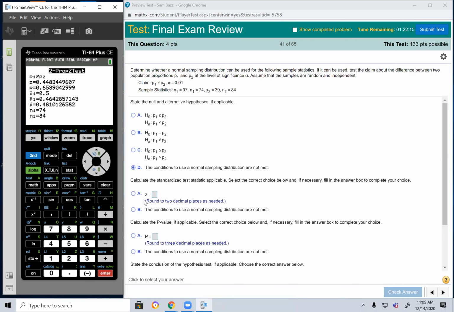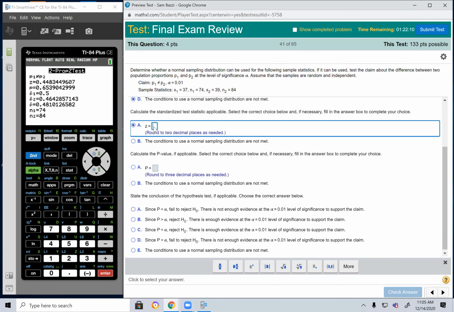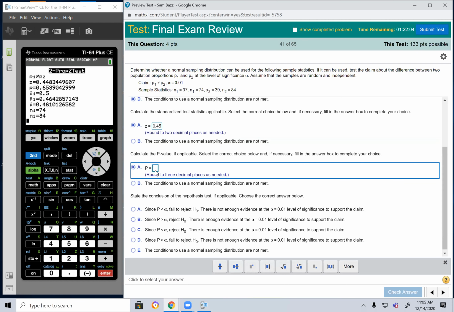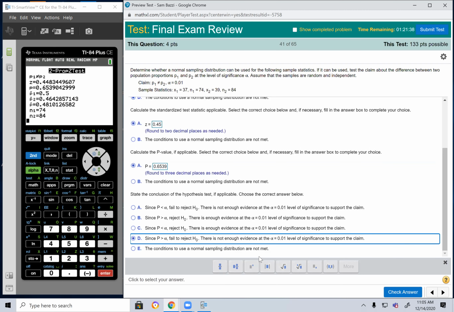So Z is 0.45. The reason why I'm typing in the answer is just to show you that you have to be careful with the rounding. And the p-value is 0.6539, which is more than alpha. You agree with me? So we fail to reject the null hypothesis. Since the p-value is more than alpha, we fail to reject H0. There is not enough evidence to support the claim. It will be this.